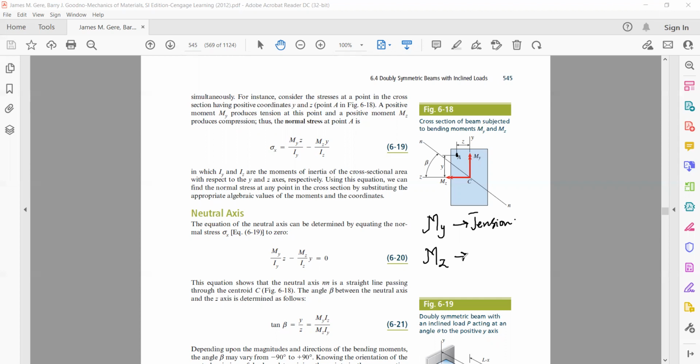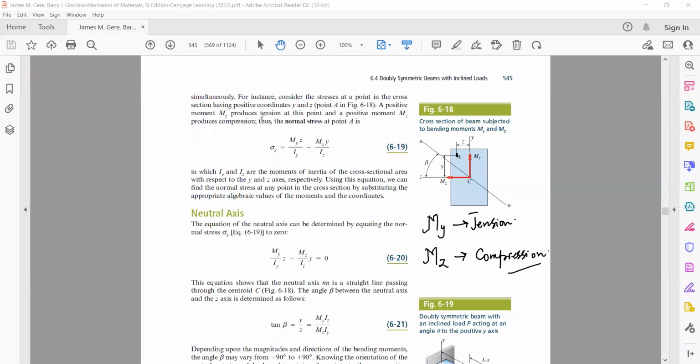So we write Mz is creating compression at point A. Is this clear or not? You can think about it again. Okay, so it's creating compression.